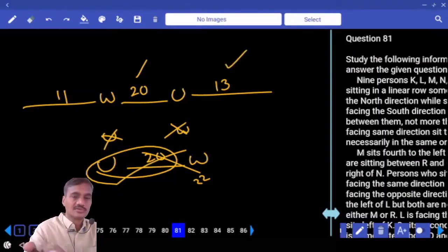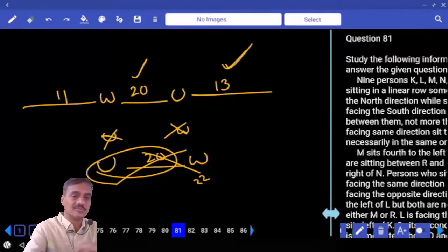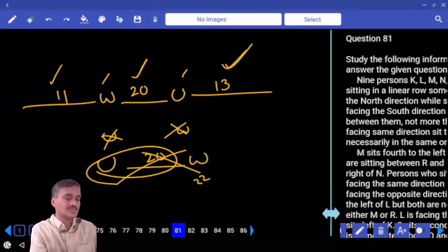20 plus 13, that is 33 plus 10, 44 plus U and W, 46. And total number of persons, 46.